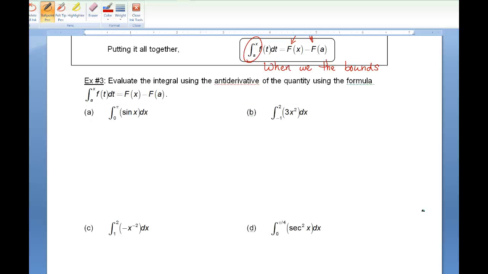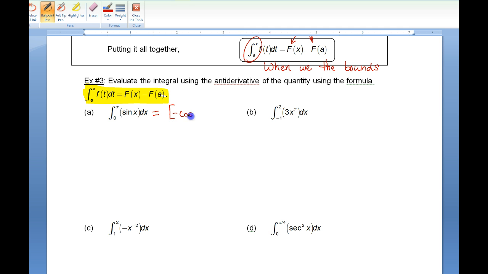So let's use this formula to evaluate these. We're not using area, we're using the formulas that we learned in the last lesson, and I'm going to show you how we write this out. Just look at sine, don't worry about the 0 to pi. What's the antiderivative for sine? Negative cosine.